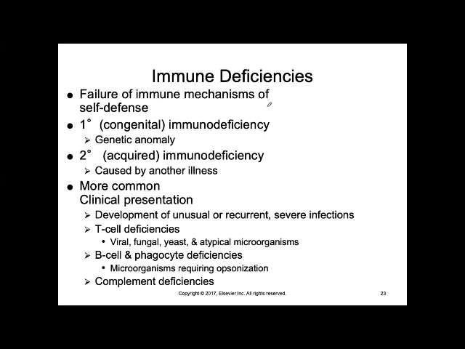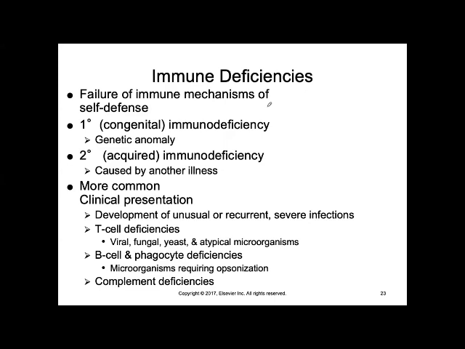Clinical presentation is development of recurrent severe infection. T cell deficiencies are usually the result of viral, fungal, yeast, and atypical microbe activity, whereas B cell and phagocyte deficiency involve microbes that require opsonization.